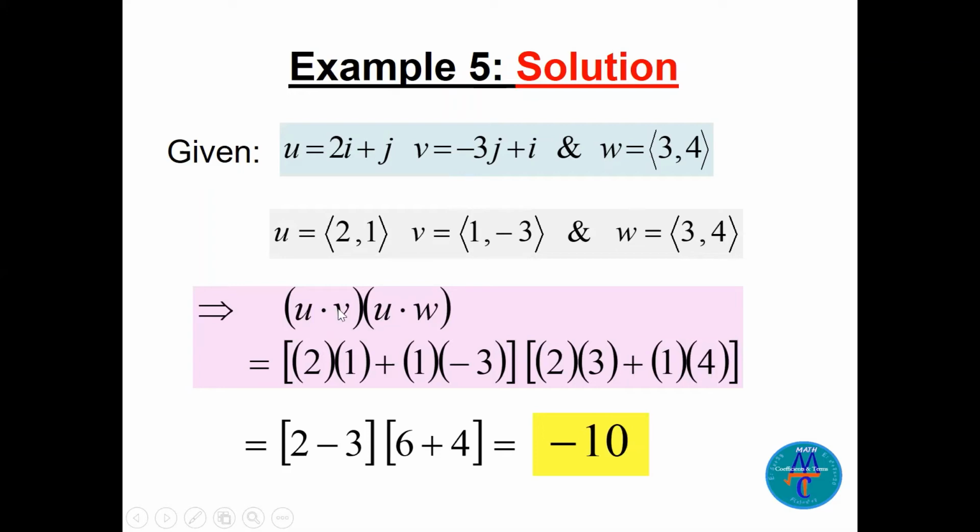So u dot v, 2 times 1 there, plus 1 times minus 3, that's all the dot product, u dot v. Now u dot w, 2 times 3, plus 1 times 4. Just put the numbers there, 2 minus 3, 6 plus 4. So that will be minus 10.